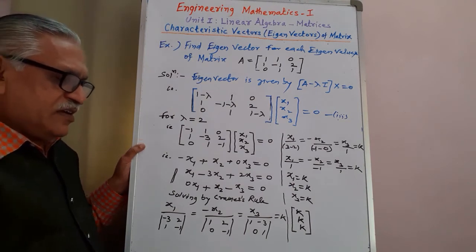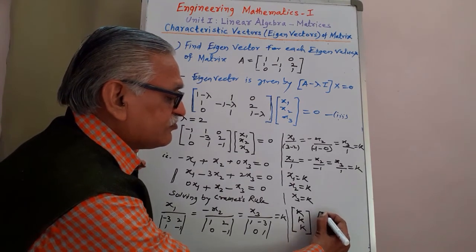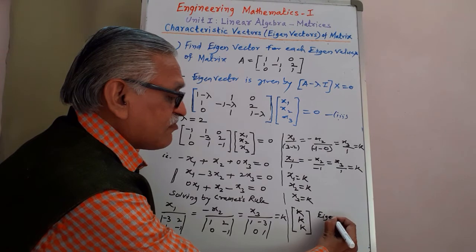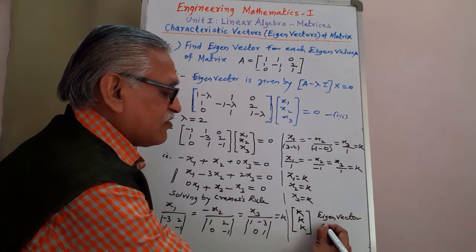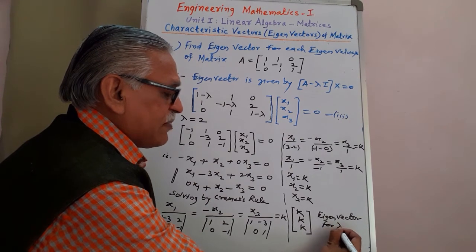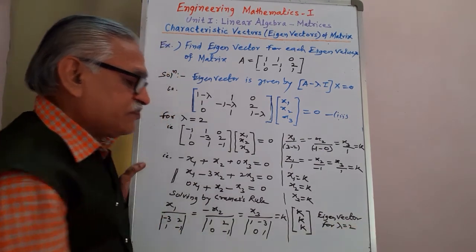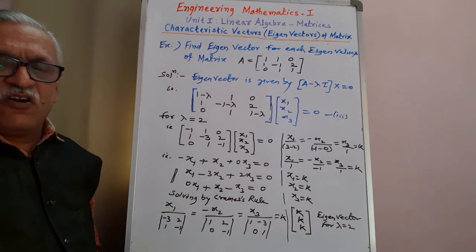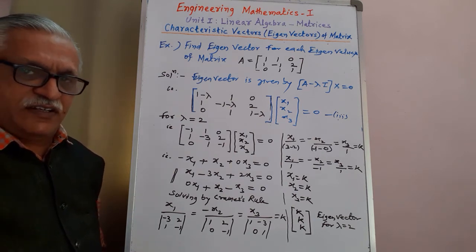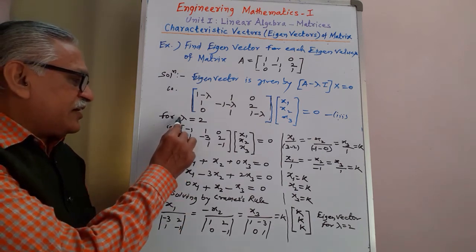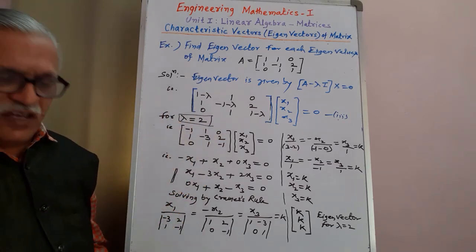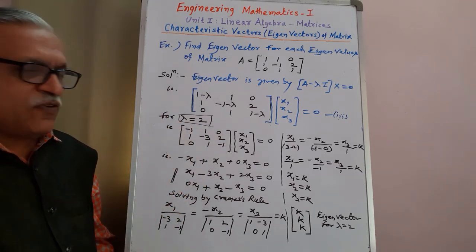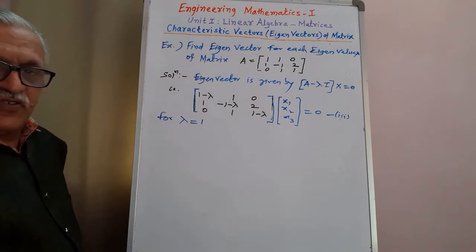This is the eigenvector for lambda equals plus 2. I have obtained the second eigenvector corresponding to the eigenvalue lambda equals 2. Like this, we have to complete for the remaining one, lambda equals 1.